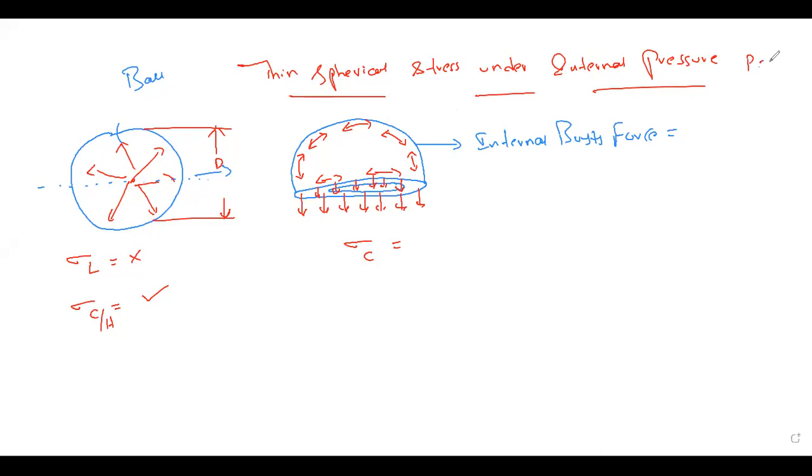Same, pressure is equal to force by area. From this, what will be the internal bursting force? Pressure into the cross sectional area where this internal bursting force is acting. This is the bursting force which is making your sphere burst, right? So this force is acting at its cross section, a circular cross section, isn't it? So with respect to diameter, it is acting at its cross sectional area.